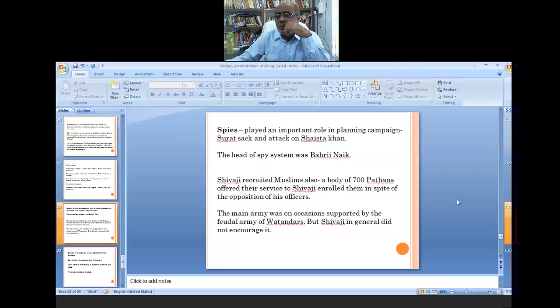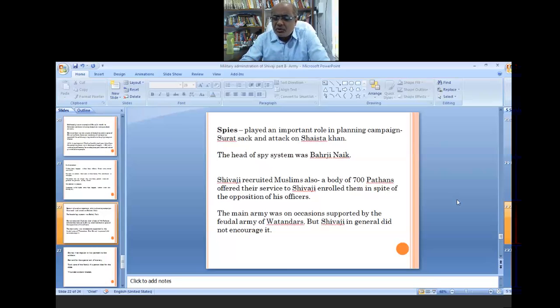Generally it is believed that Shivaji was not a religious bigot. He fought against Aurangzeb, but that did not mean that he disliked Muslims. In fact, there were 700 Pathans. The Pathans in Indian history were very significantly known as mercenaries. They will join hands with anybody who is willing to pay them. So these 700 Pathans were dismissed from the service of Adil Shah, and then they approached Shivaji.